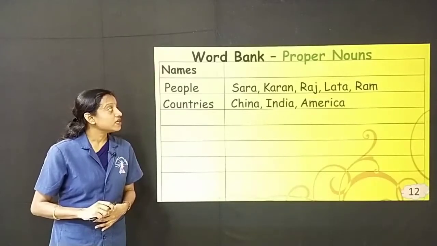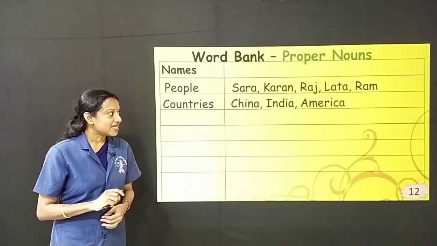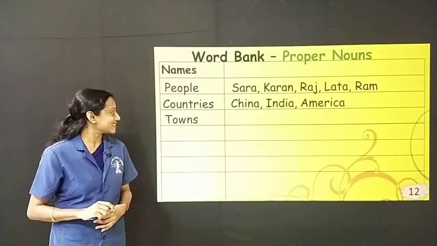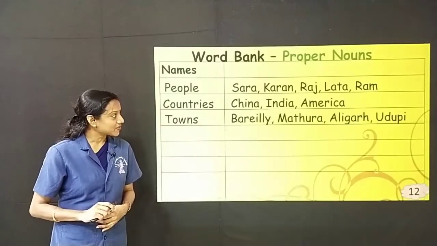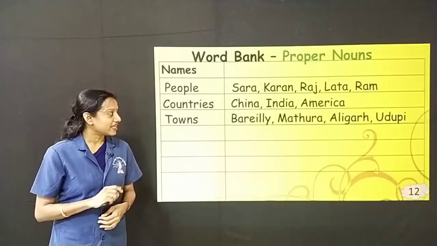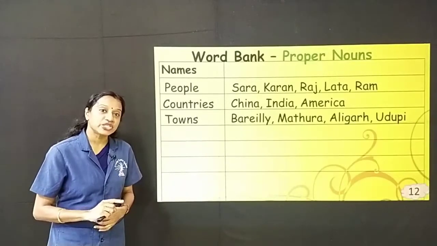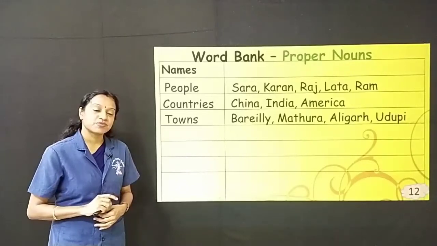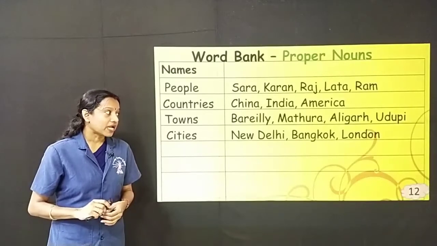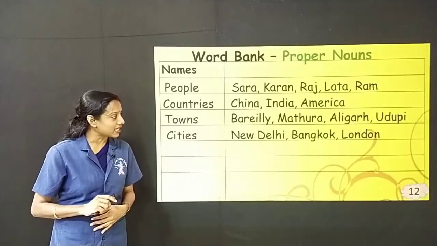Countries, China, India, America. So C is capital, I is capital, A is capital because they are the names of the countries. Now towns children here, Bareilly, Mathura, Aligarh and Udupi. Again here B is capital, M is capital, A is capital and U is capital because they are the names of the towns. Cities, New Delhi, Bangkok and London. So again here the first letter will be capital.